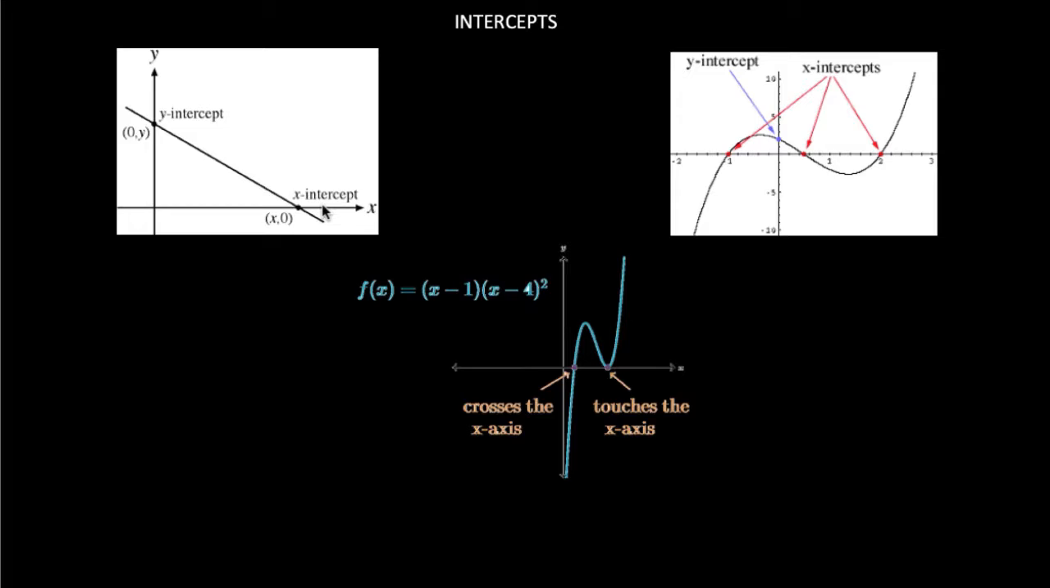Let me explain intercepts. Consider the first diagram. So here, this is the straight line. So point here x comma 0 and here 0 comma y. These 2 points are called x and y intercept respectively. That means the point where this graph crosses the x-axis is the x-intercept. The point where the graph crosses the y-axis is the y-intercept.